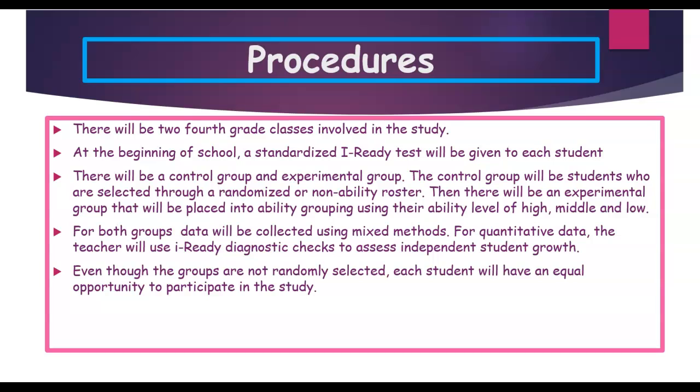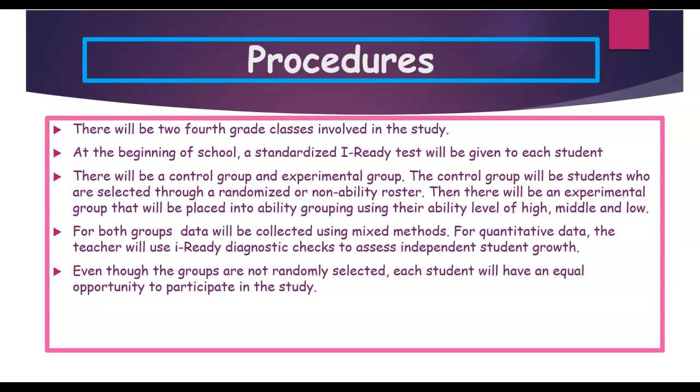Procedures. There will be 2 fourth grade classes involved in the study. At the beginning of the school year, a standardized iReady test will be given to each student. There will be a control group and an experimental group. The control group will be students who are selected through a randomized or non-ability roster.